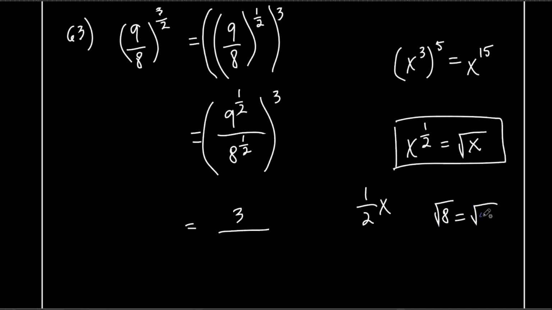Well, it's the square root of 4 times 2, right? Square root of 4 is 2. That 2 is still underneath the square root. So what's the square root of 8? 2 square root of 2. So that's what I'm going to put right here. 2 square root of 2. That's what the square root of 8 is. Now, all of this is to what power? Third power. Okay?